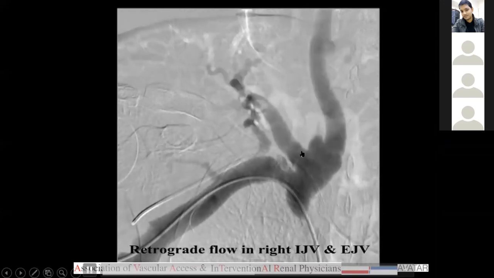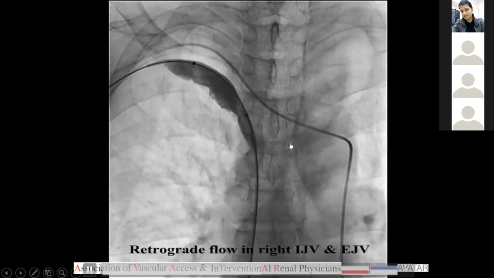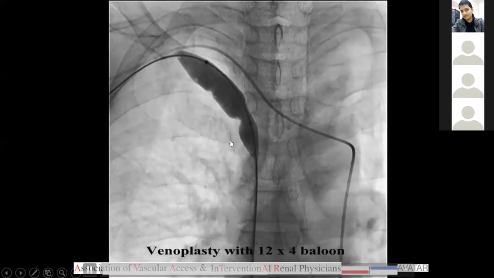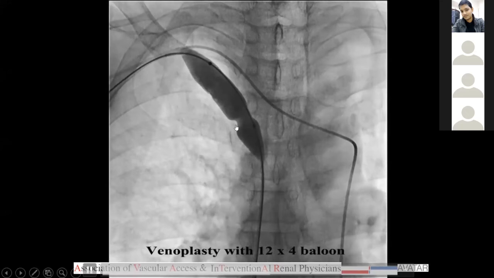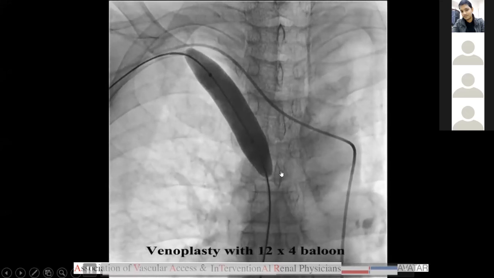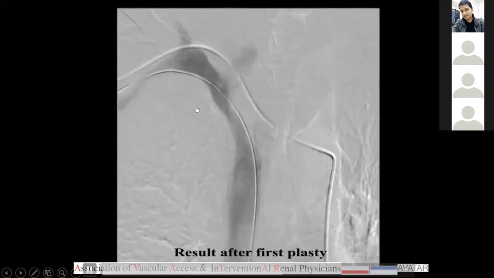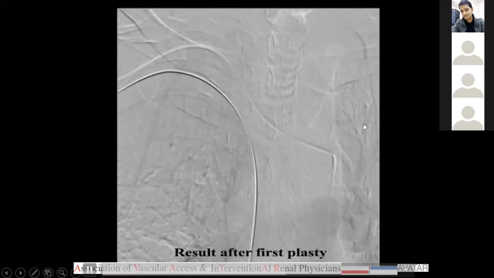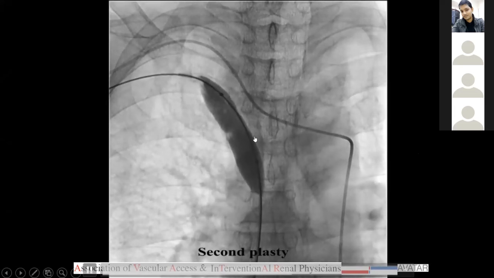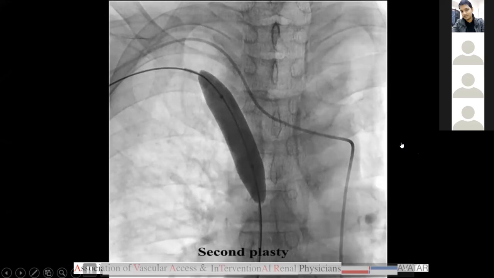Then if you see, there is still a retrograde flow in the veins up in the neck because of the stenosis here. Look at the shouldering on the balloon, which suggests how this has now opened up. And now if you check it again, it is still not a very satisfying result. So you would like to go in again with a large size balloon, and again you are able to dilate it completely.